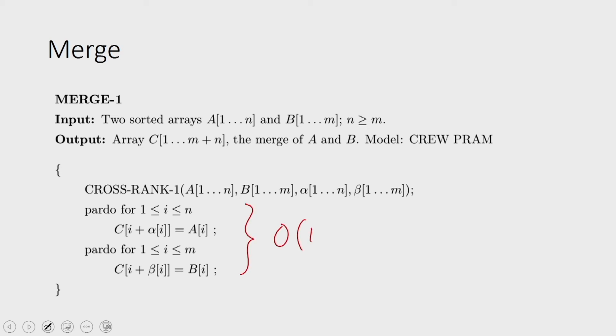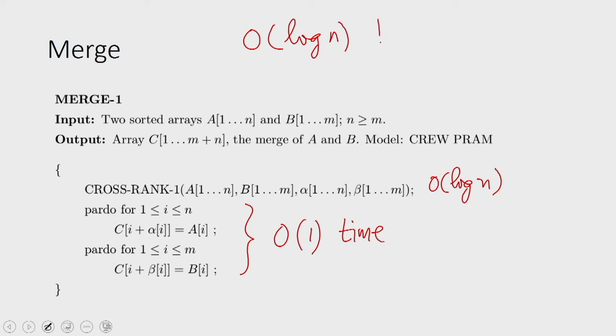So, this part of the algorithm runs in order of 1 time, and the cross ranking part, as we have seen, runs in order of log n time, assuming that n is greater than or equal to m, using n plus m processors. So, the overall time complexity of the merge algorithm is order of log n using n plus m processors.